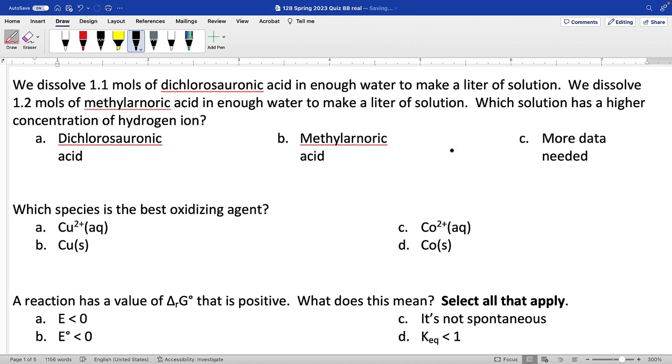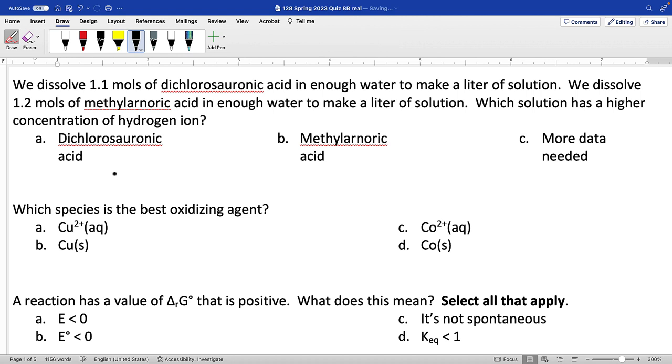All right, we've got two acids, and both of these acids, we're making solutions in water. And we're given that the solution of the methanoic acid is stronger. But does that mean that there's more hydrogen ion that is formed? So really what this question is asking is, are these weak acids or strong acids?